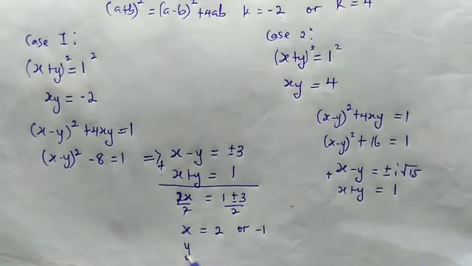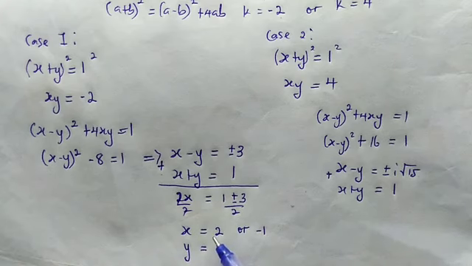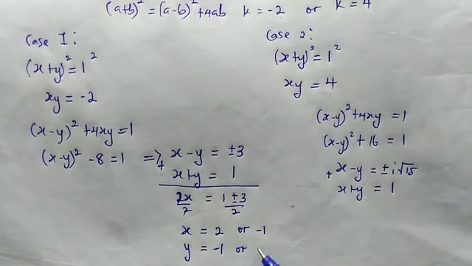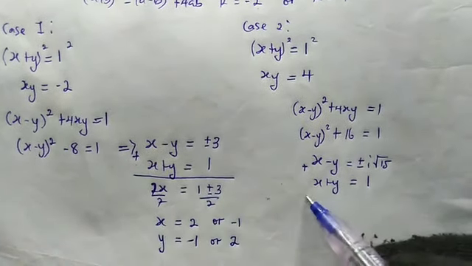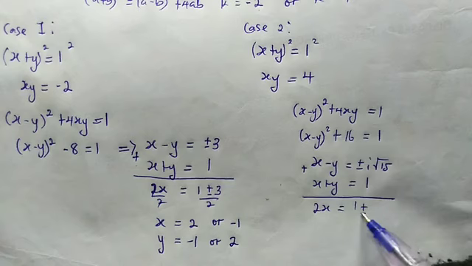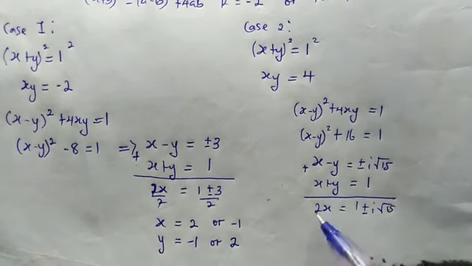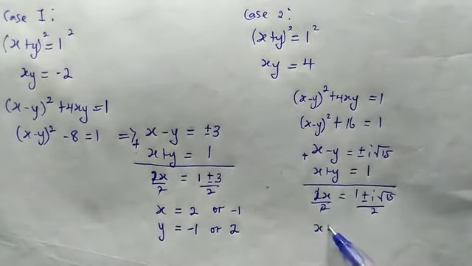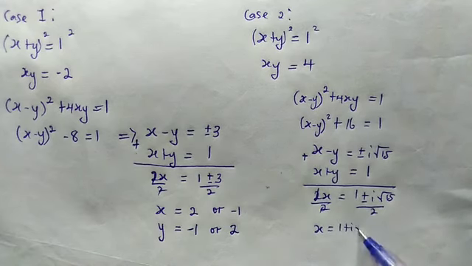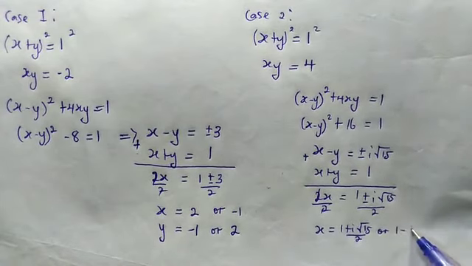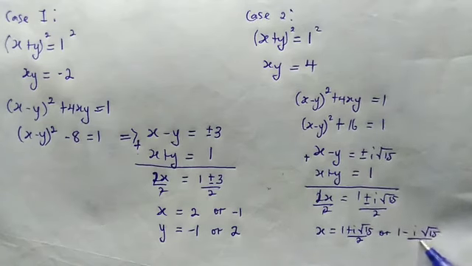What about y values? When x is equal to 2, y will be 1 minus 2, which is negative 1. Or when x is equal to negative 1, y will be 1 minus 1, that will give us a 2. Now here, let's add this equation. We get from the left 2x, this is equal to 1 plus or minus i root of 15. And here we divide by 2. So actually from here we get x is equal to 1 plus i root of 15 over 2, or 1 minus i root of 15 over 2.